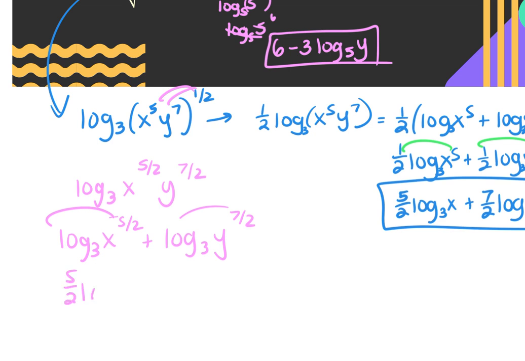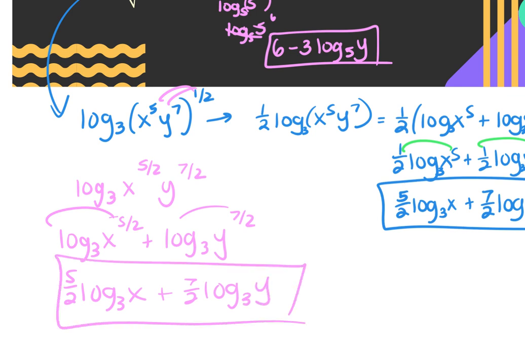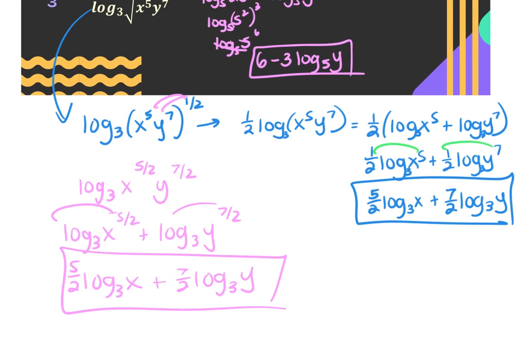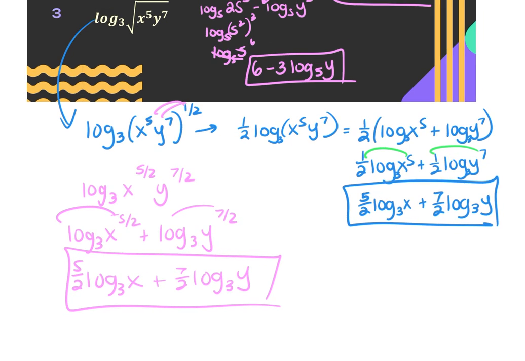5 halves log 3x plus 7 halves log 3y. So same answer in the end, 2 different ways to do it. Do you want us to write it like 7 Right, questions on expanding?